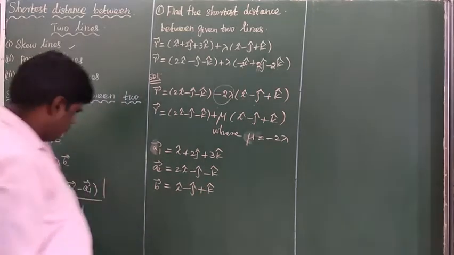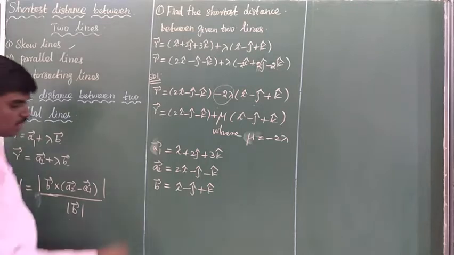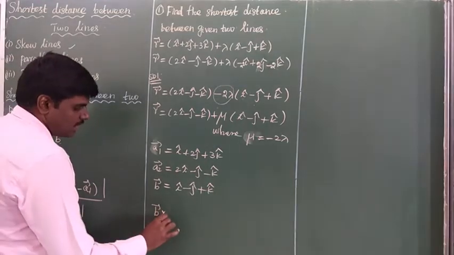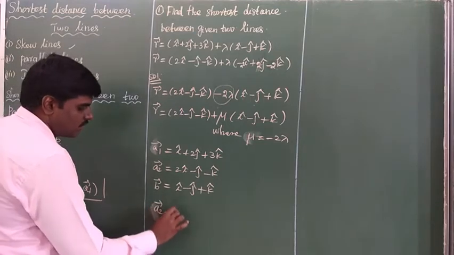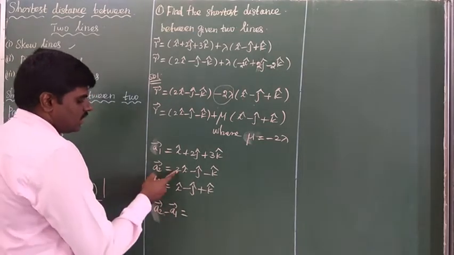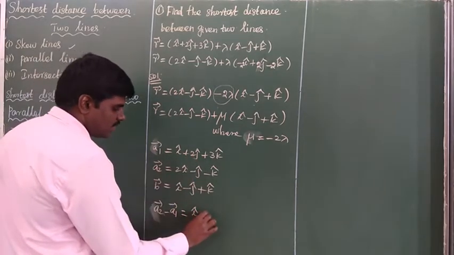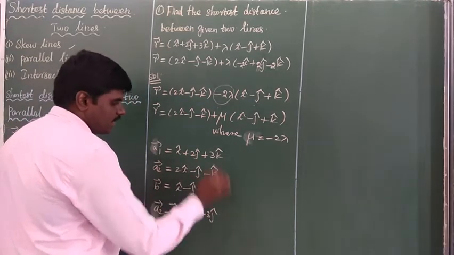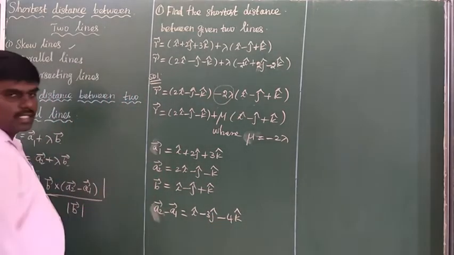So what's the formula? b vector cross a2 minus a1 vector. First you will find a2 vector minus a1 vector. What's a2 minus a1? That is i cap, here minus 3j cap, here minus 4k cap. Is that clear? That is the a2 minus a1 vector.